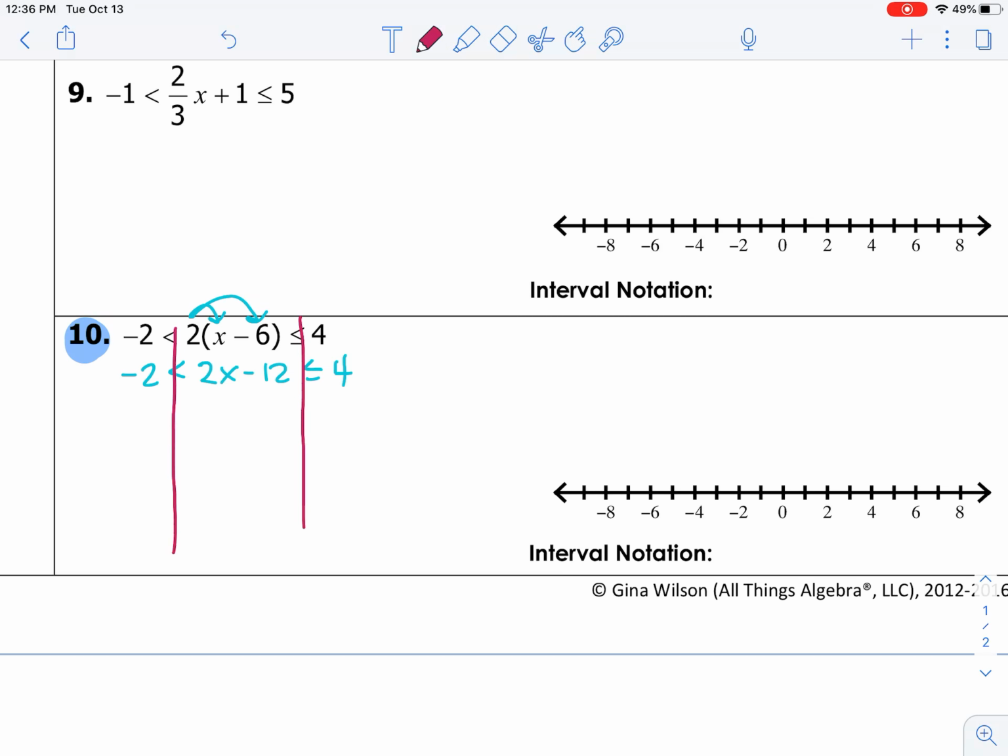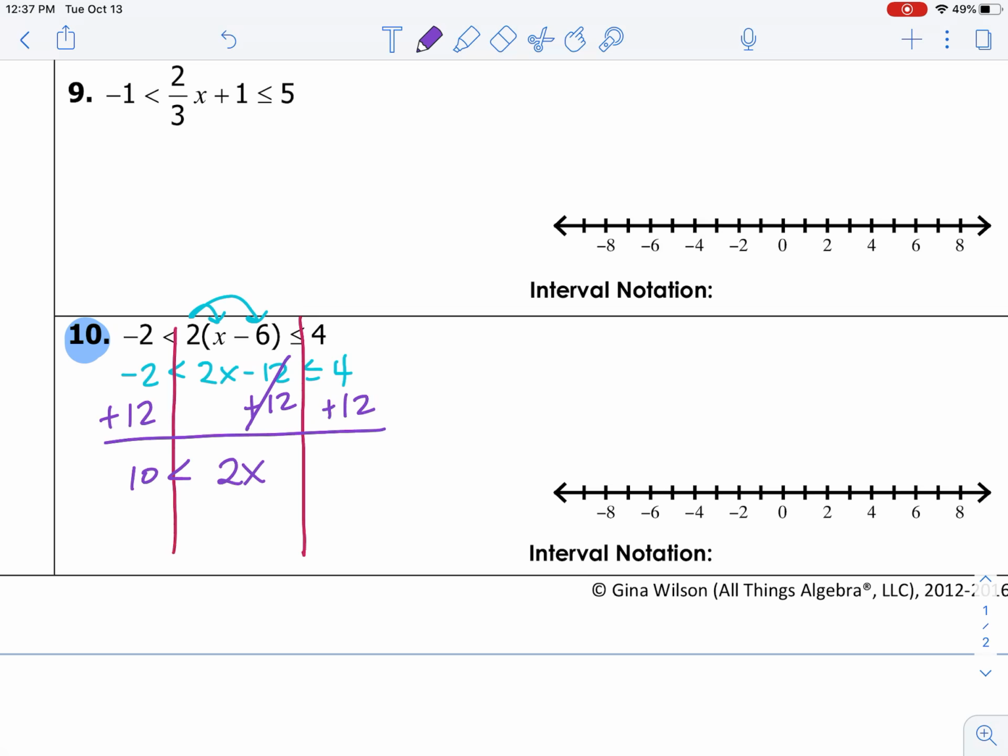Okay, remember these problems are 3-headed dragons. So once you start solving the middle, remember you want to solve this part for x. Once you start solving the middle, you will need to do the operation 3 times, 3-headed dragon. So we begin by adding 12 because we want x to be by itself. If I add 12 to the middle, I have to add 12 to the left, and I have to add 12 to the right.